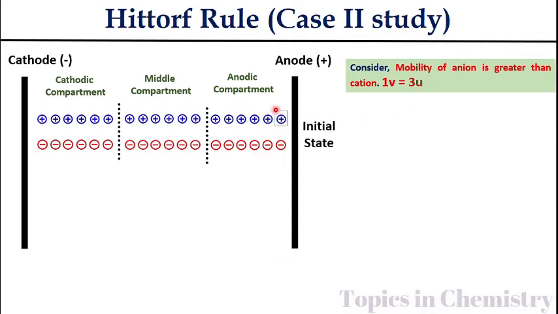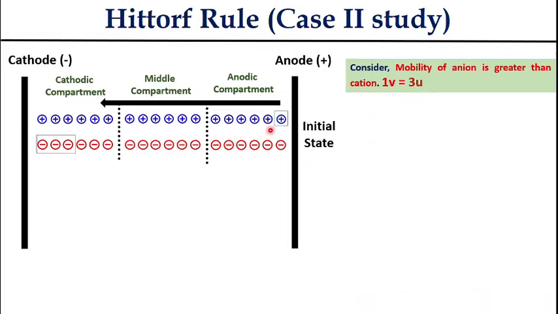So now consider only one cation that moves from this side to the cathode. Only one cation moves to this side because the cation moves slower. And as the anion moves faster, almost 3 times the speed of the cation, here you can see 3 anions move from this direction to this direction.